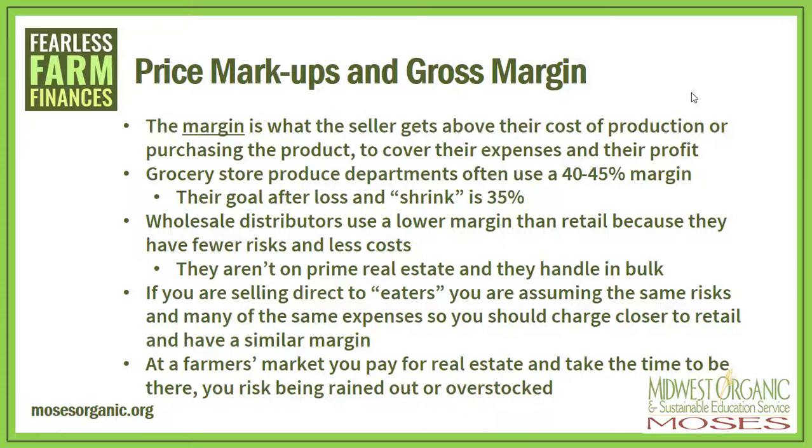At a farmer's market, you pay for prime real estate, right? You have your stall or your space that you're given, and you're taking time to be there every week or even twice a week. So that has to get entered into your price markup and your gross margin. And then you always run the risk of being rained out or overstocked. How many weeks do you sell 100% of your product? What happens if it's really cold?